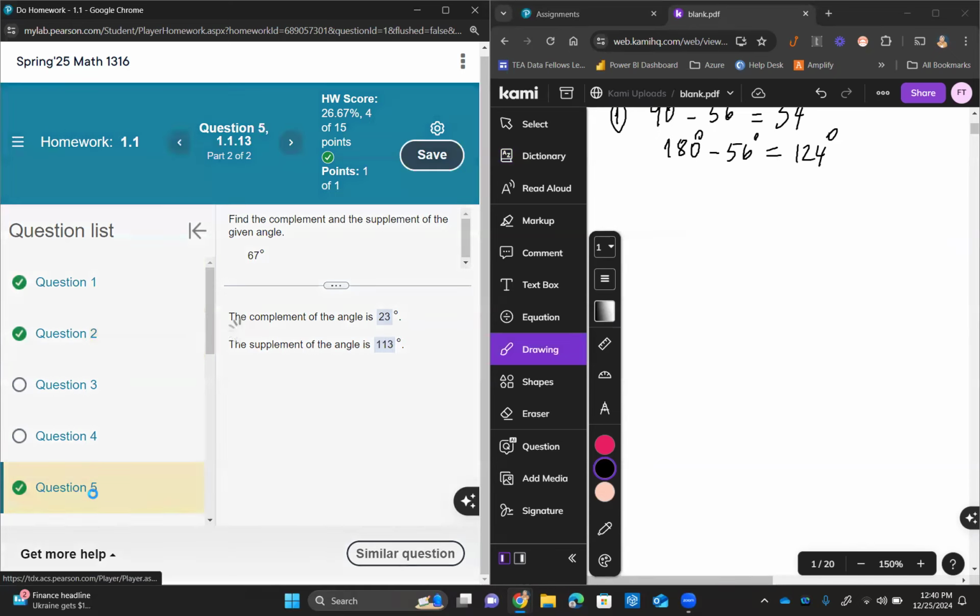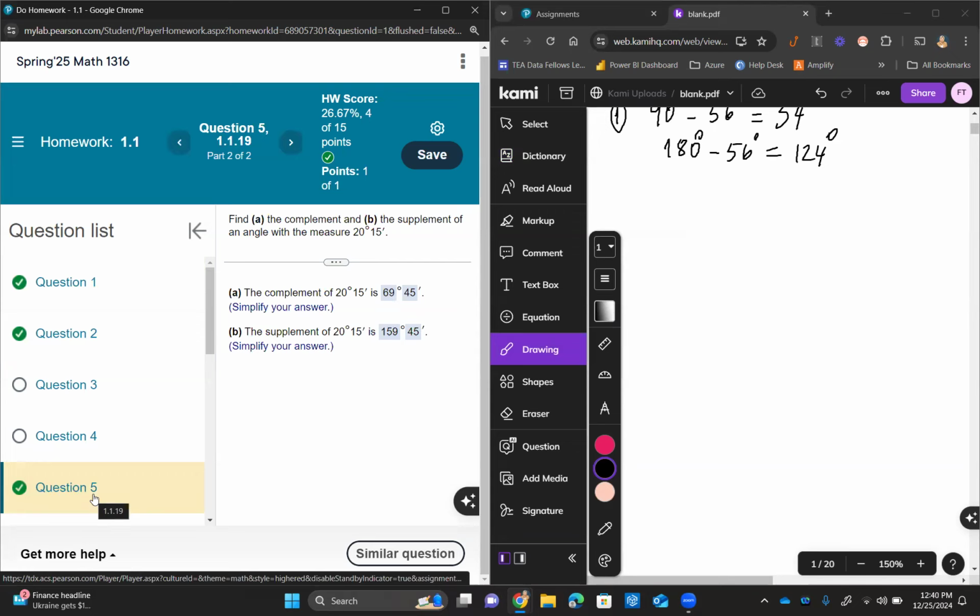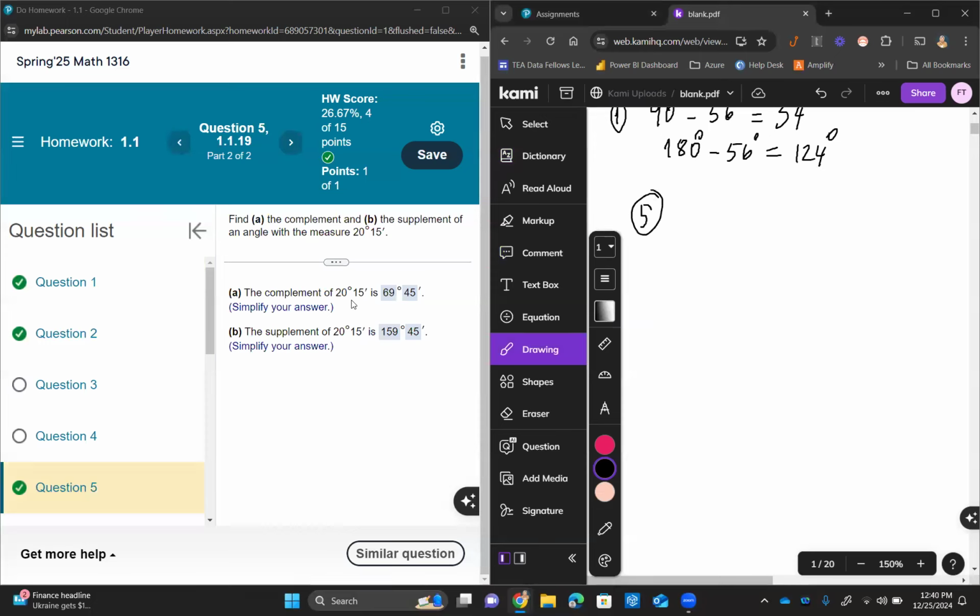Let's go to question 5. It is still the same idea of finding complementary angles and supplementary angles, with a difference. This time, the given angle is 20 degrees, 15 minutes. So in order to find the complement of this angle for question 5, the way we're going to do it is still the same. I need to calculate 90 degrees minus the given angle, and the given angle this time is 20 degrees and 15 minutes.